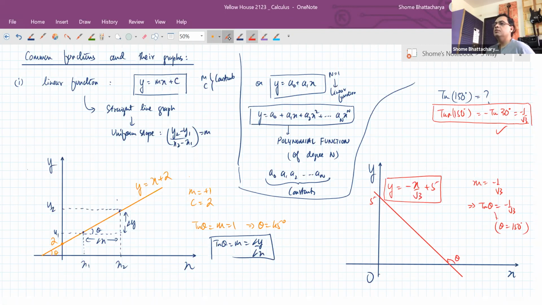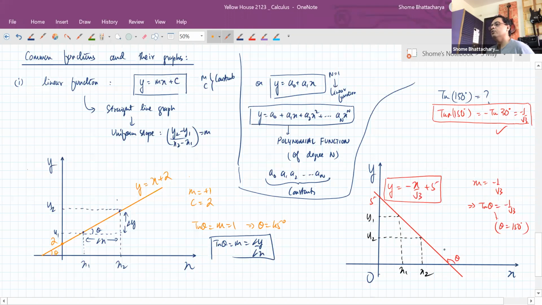Okay. And again, if we compare y2 minus y1 upon x2 minus x1 for any 2 points, this time we will see that that's a negative rate of change, because as x is increasing, y is decreasing. So as x is increasing from x1 to x2, you can see correspondingly y is decreasing from y1 to y2. So we can see that y2 minus y1 upon x2 minus x1 will be equal to a negative quantity, in this case minus 1 by root 3. Okay. So these are just 2 examples of the general linear function. One example showing a positive slope, one example showing the negative slope.